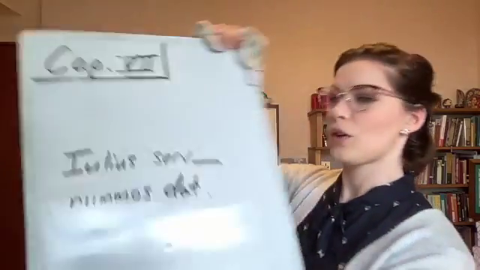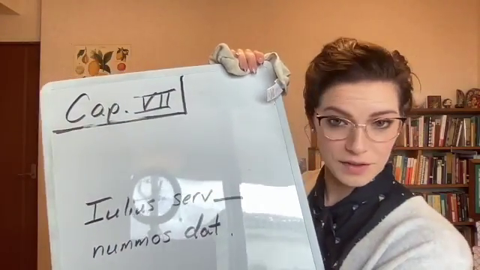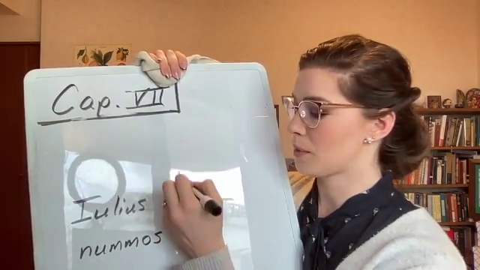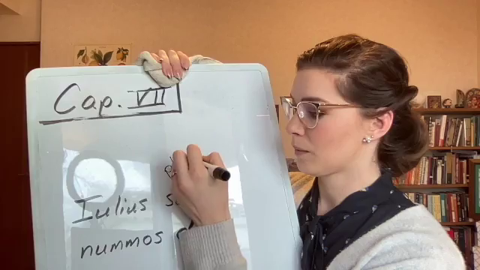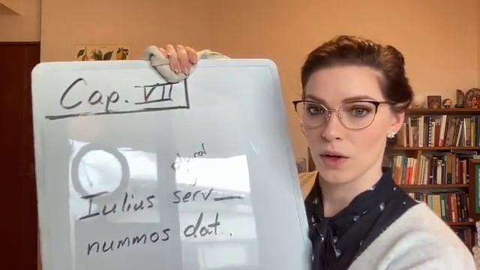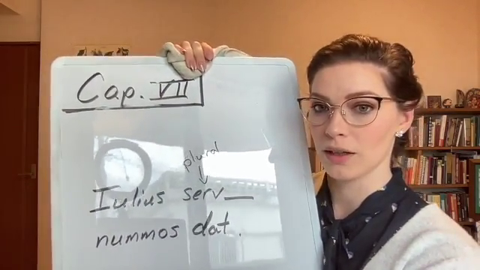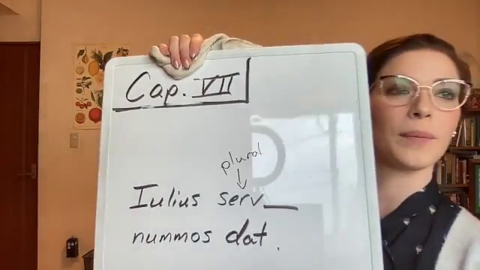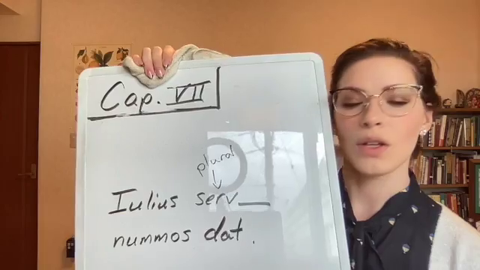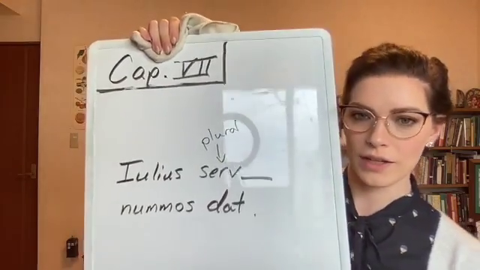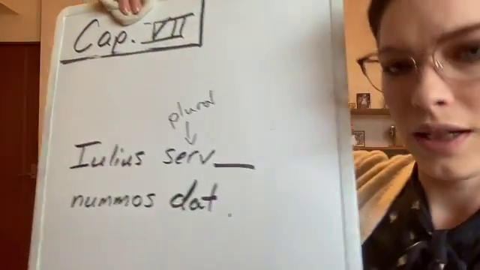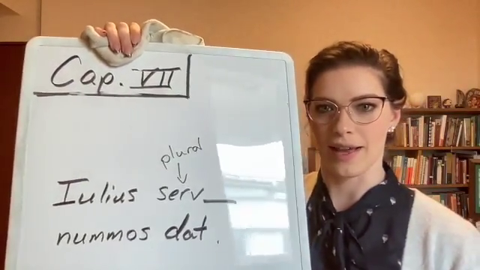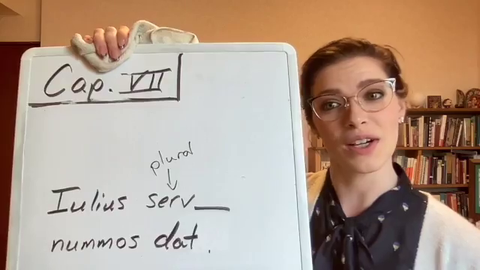All right, we're going to do Julius serve something, nummos dat. This is more than one. This is plural. So make sure you're doing the plural ending for me here. Sorry, I'm trying to angle so that you can actually see a bit better here. Oh, that is much better. Look at that. There we go. I just needed to move a curtain.